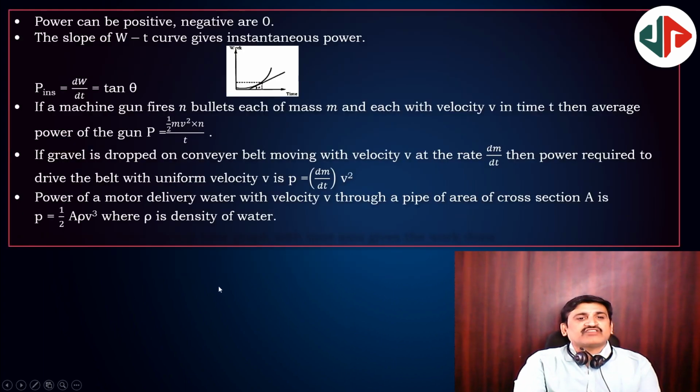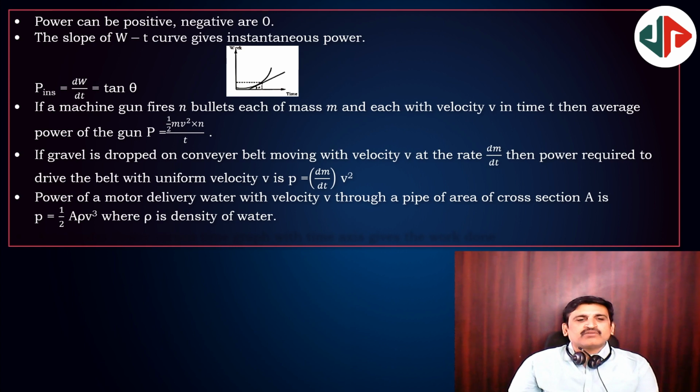Work done is different, power is different. Don't confuse them. They are different things. Slope of the graph of work versus time, dW by dt, will give you tan theta, that is nothing but instantaneous power. A machine gun fires n bullets each of mass m with velocity v, then kinetic energy imparted to each bullet is half mv square, and n bullets, n into half mv square is the total work done by the gun, by time, will give you power of the gun.